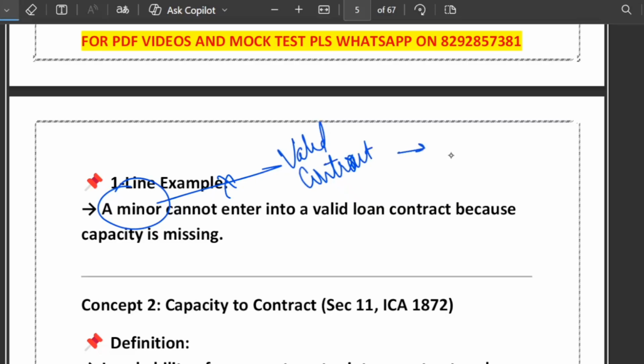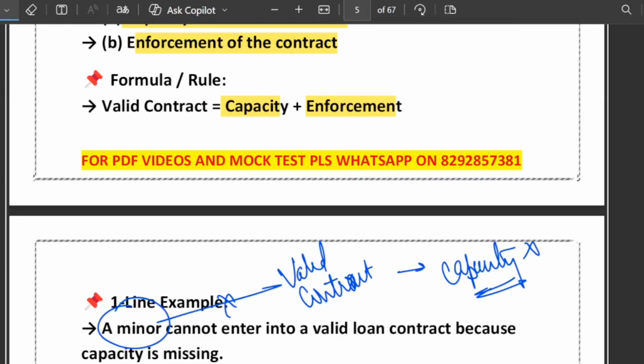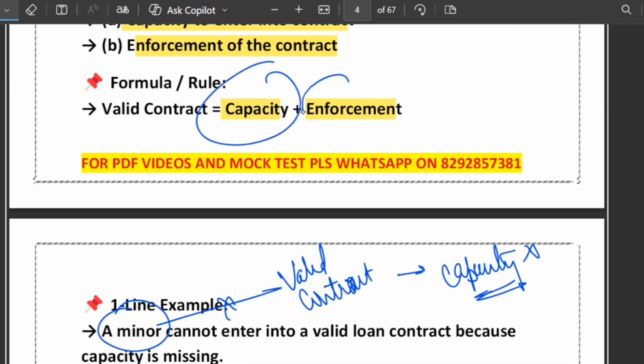Because capacity is missing. He is not capable of doing that. Capacity is missing, right? That's why a minor cannot enter into a valid contract. So capacity and enforcement both are required for a valid contract.